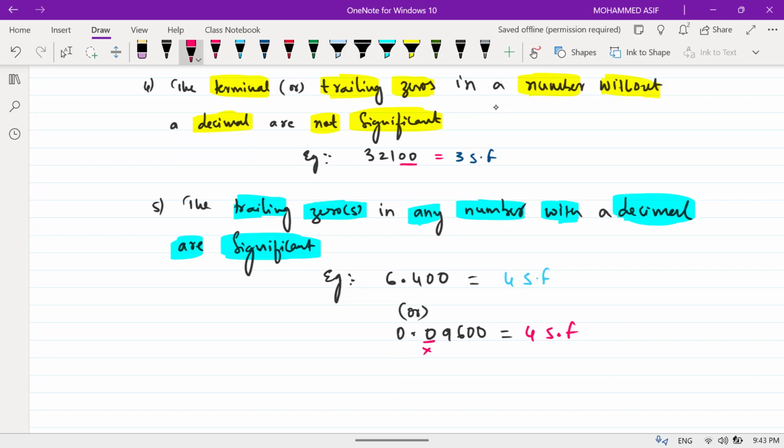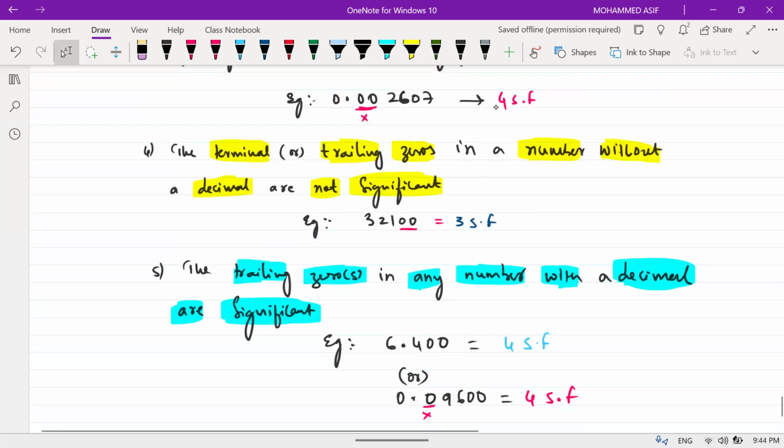So 6.400, what I'm telling you is that the trailing zeros in any number with a decimal are countable. Whether it is double zeros or six zeros, whatever it may be, after the decimal, if the last digits are zeros, they will be counted. Like 6.400: after the decimal there is a 4 and 2 zeros. These 2 zeros are also significant.